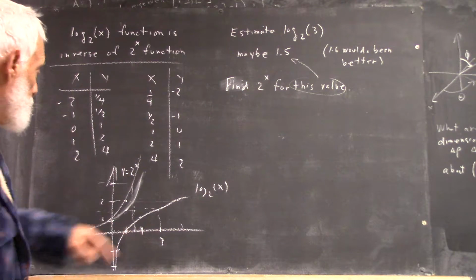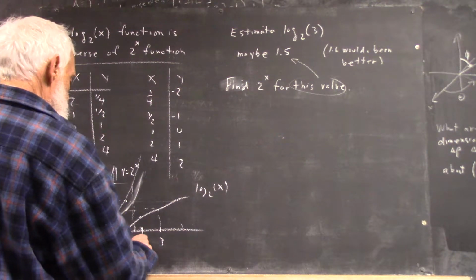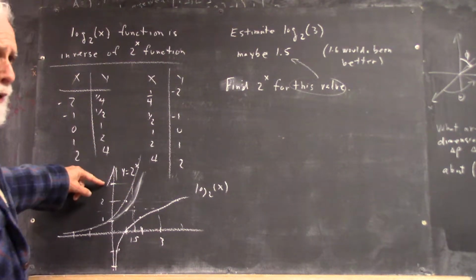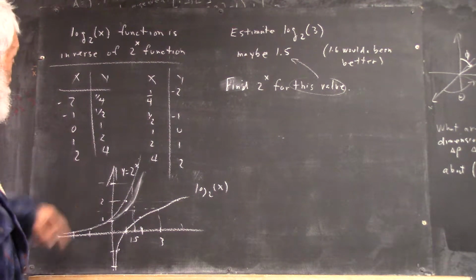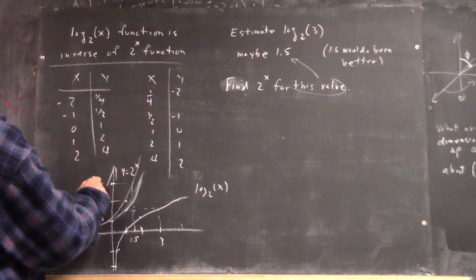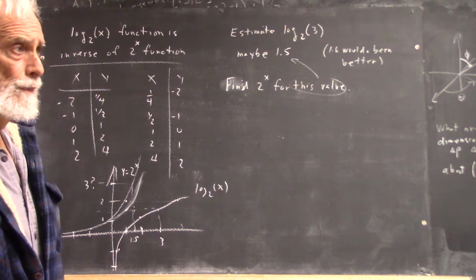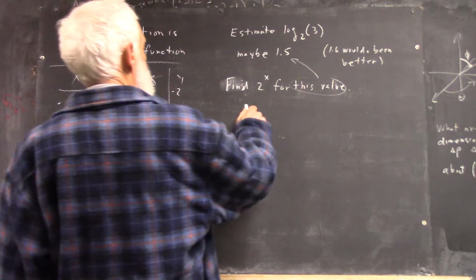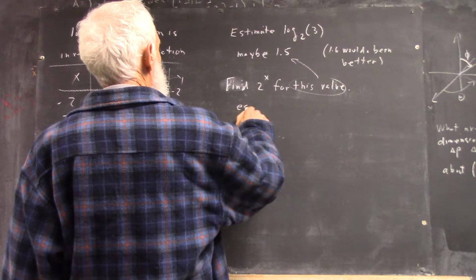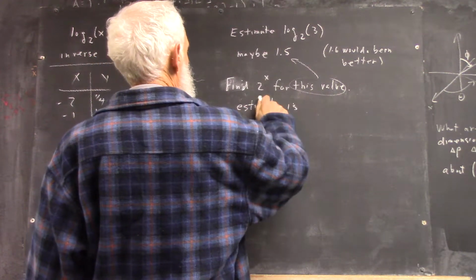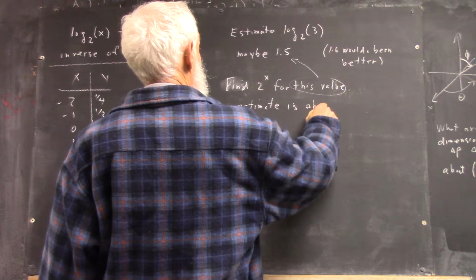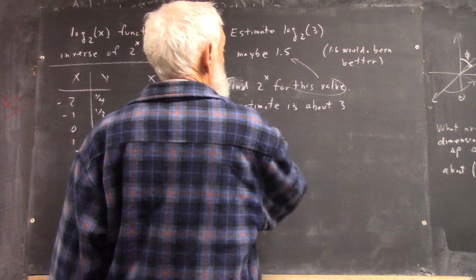3. Because here's 1.5, right? So this looks like what? 3. It looks pretty close to 3, doesn't it? The estimate is about 3.